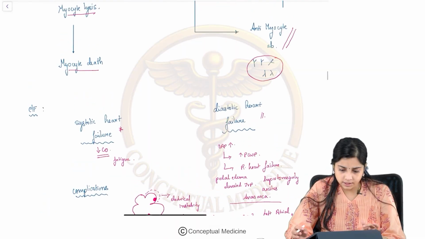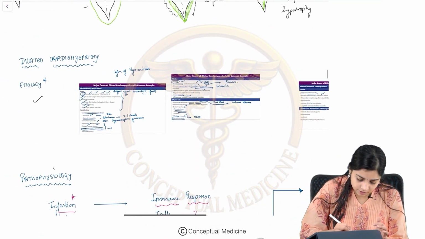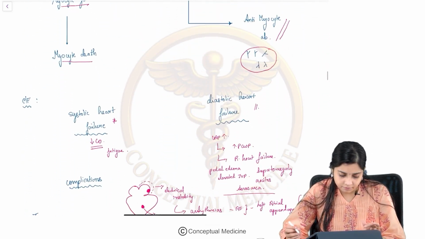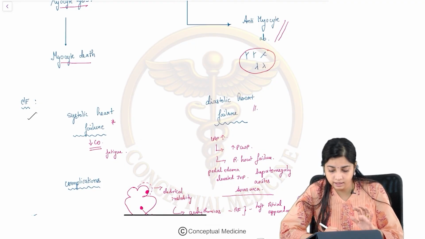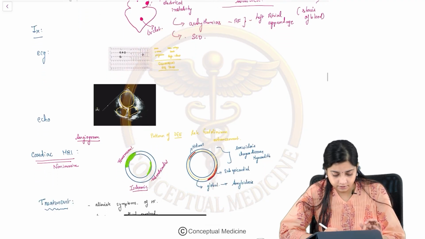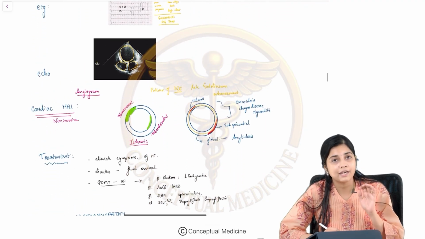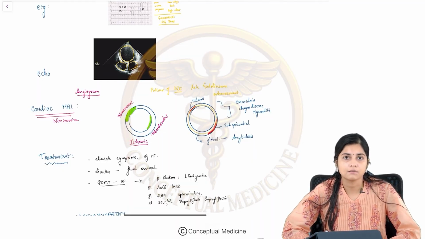So what all have we learned? We have learned about the etiology. We have learned about the pathophysiology of DCM. We have looked at the clinical features, the systolic and diastolic heart failure. And we have looked at the complications. How do you diagnose? And what is the role of cardiac MRI and how do you treat your dilated cardiomyopathies.